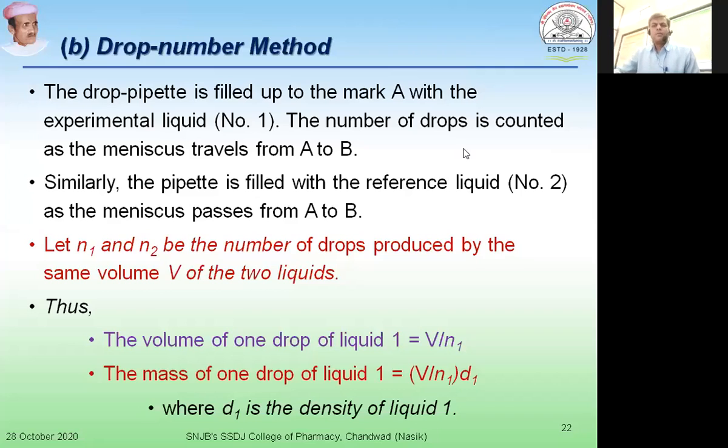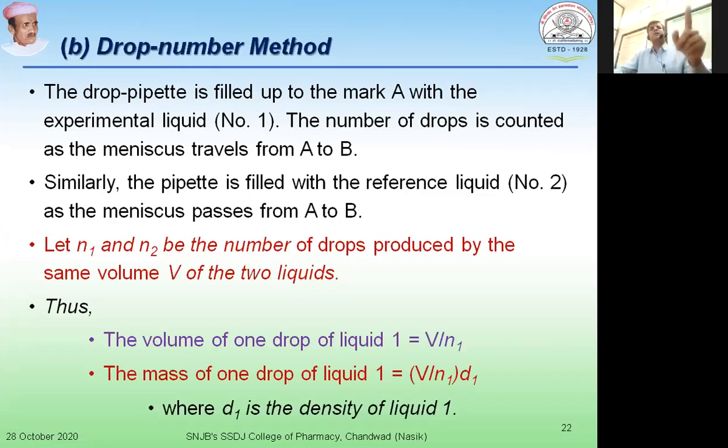And now when we want to convert this into the mass of one drop, we will have to multiply this volume by density, because we know that density is mass upon volume. So if we want to determine the mass, it will be simple: the volume of one drop of liquid into density, where D1 is the density of liquid 1.